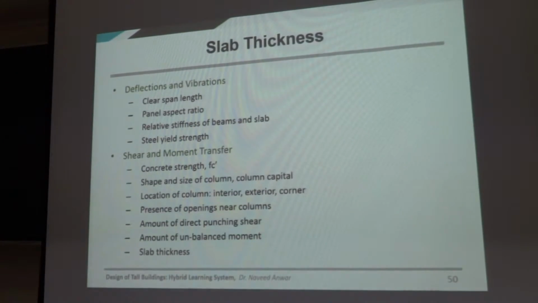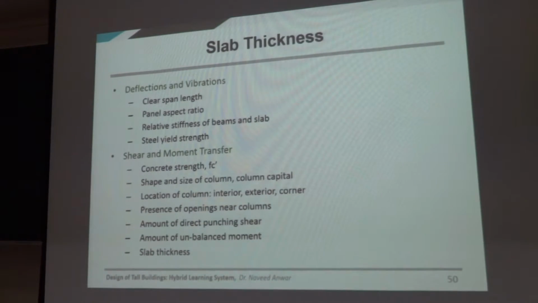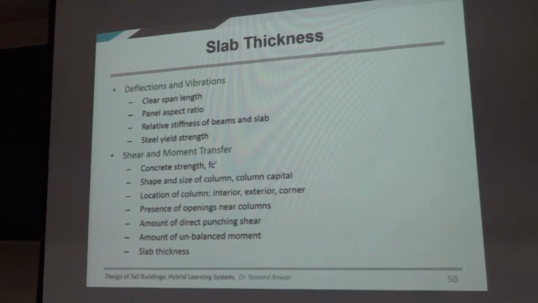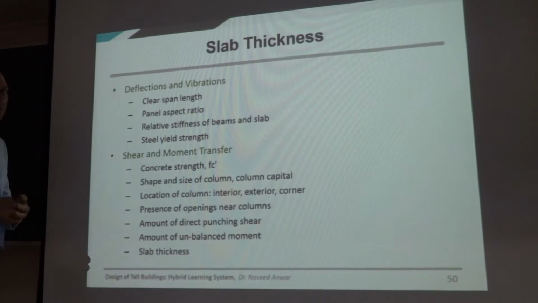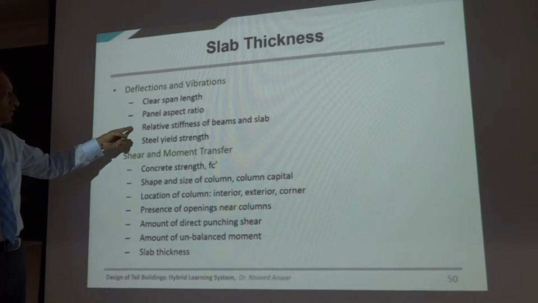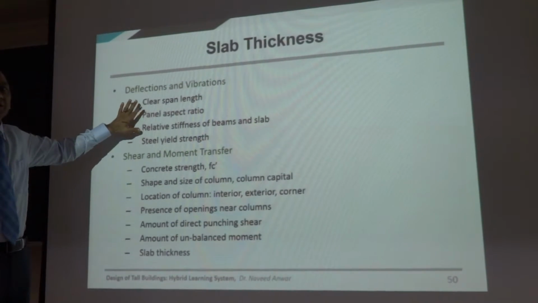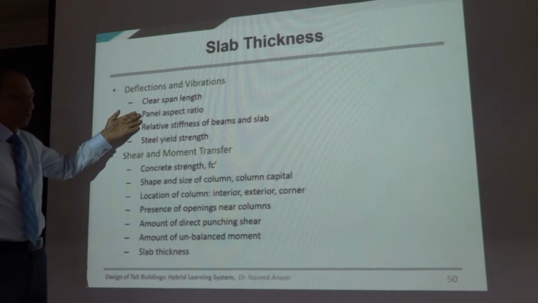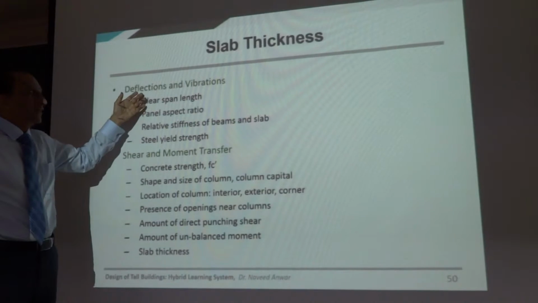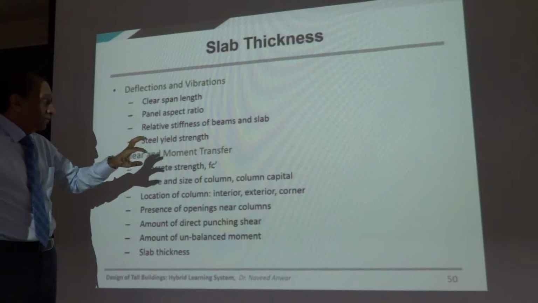Slab thickness. How do we calculate slab thickness? This is a complicated thing in flat slab system, not as easy as you would imagine. Because slab thickness will control the deflections and vibrations, clear span, panel aspect ratio, relative stiffness, steel yield strength. These are the things that govern the slab thickness related to deflection and vibration. So if you want to control the serviceability of the slab, the thickness will depend upon these parameters. How much deflection is allowed, how much vibration is allowed, what are the aspect ratios of the slab, and what are the steel yield strength.